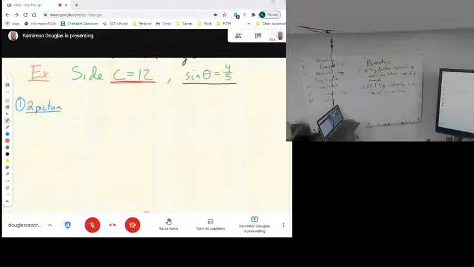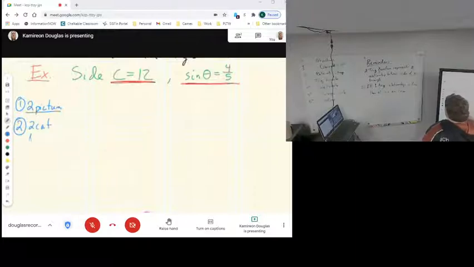The first picture is going to be to take the information given from the sides. So in this case, we need to take side C is equal to 12 and put it into a picture. The second piece will come from the trig function, the trig relation. Sine of theta is equal to 4 over 5. Now, once we've taken our pictures, this will split our problem into two separate categories.